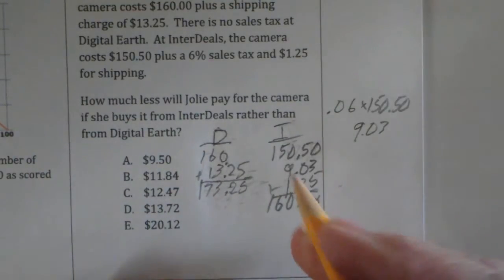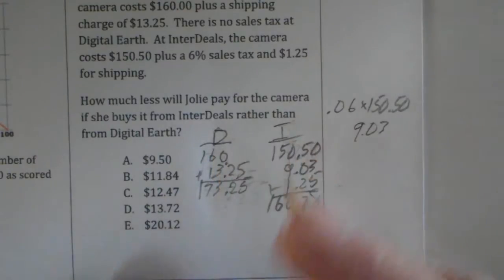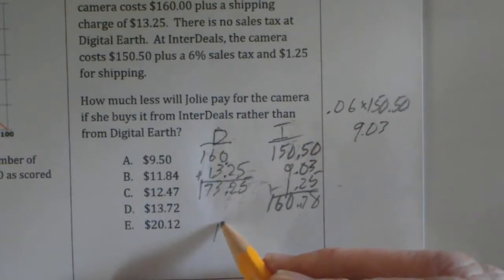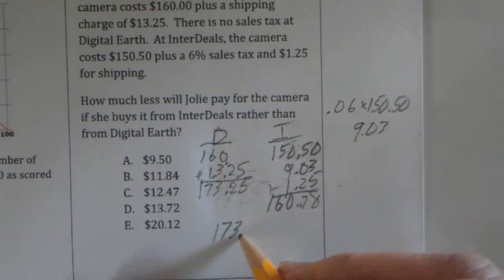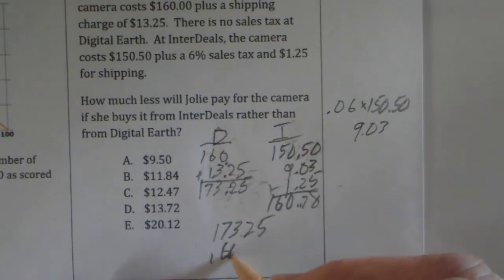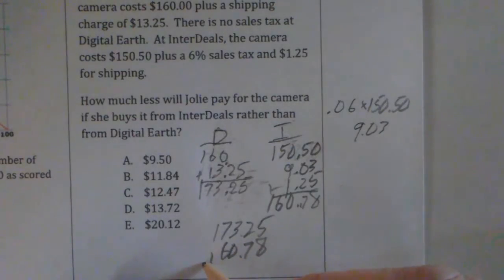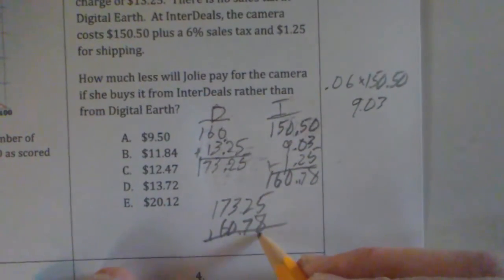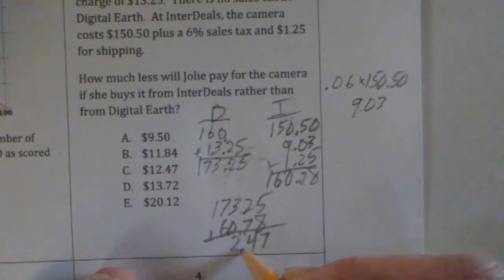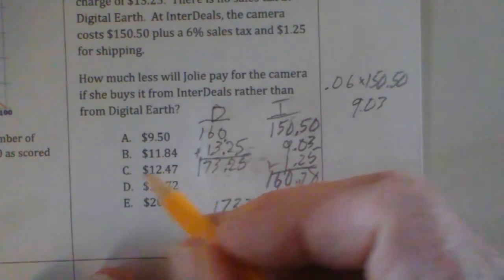What do you do? You're comparing. How much more is this one than that one? You subtract. To find the difference, you subtract. 160.78. And of course, you could do this on your calculator. If you're not using a calculator, though, and you're old-fashioned like me, you do it this way. 112.40. I mean, there's no 1 there. Sorry. $12.47. There it is. C.